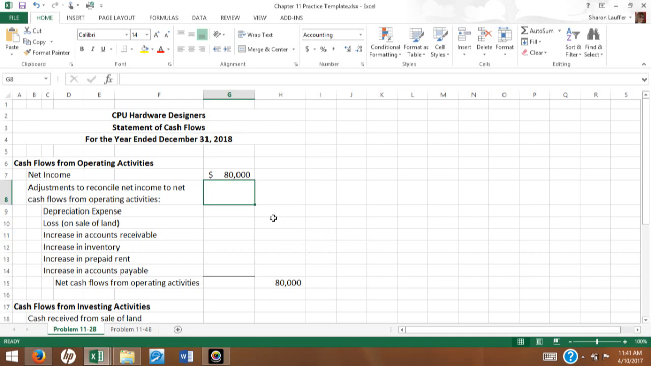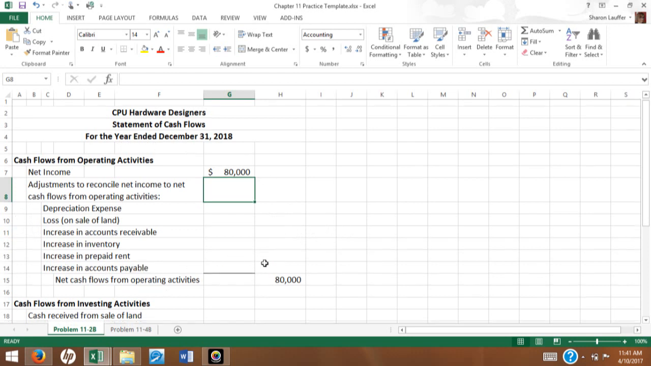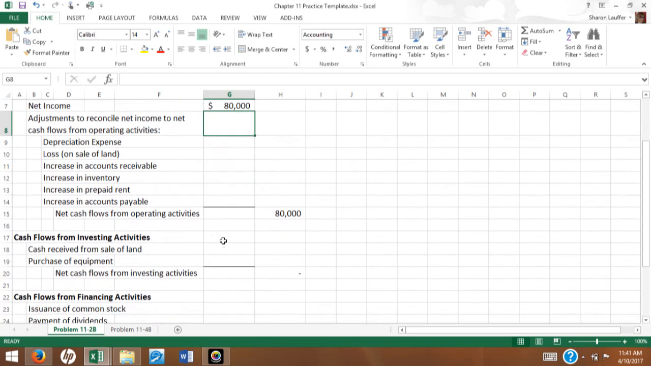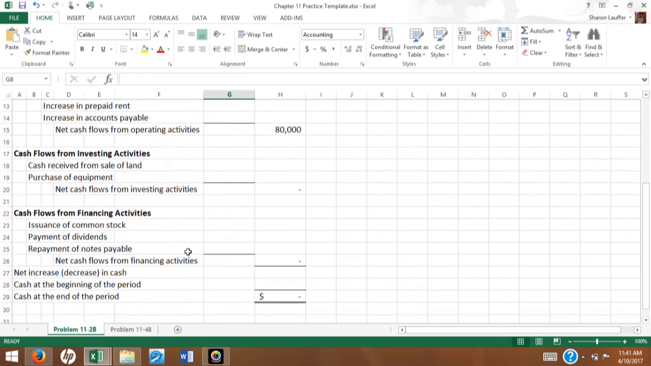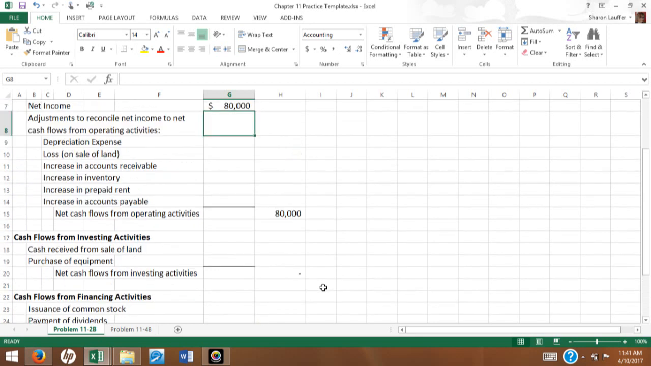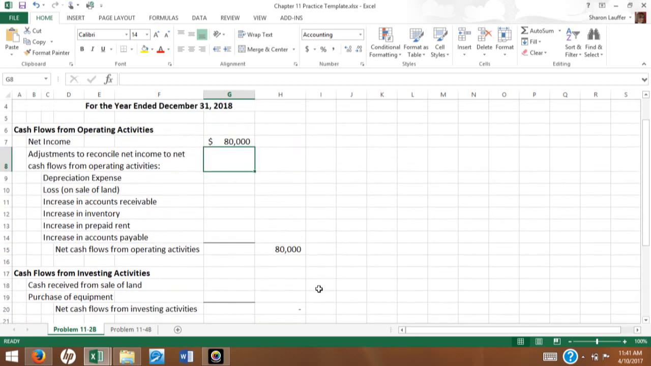And then I want to remind you that there's three sections to a statement of cash flows. The top section is the cash flows from operating activities. Then we have cash flows from investing activities. And finally, cash flows from financing activities. Then down at the bottom, we have a little bit of a reconciliation of our cash at the beginning of the period to the cash at the end of the period. So we're going to start up here with our cash flows from operating activities.